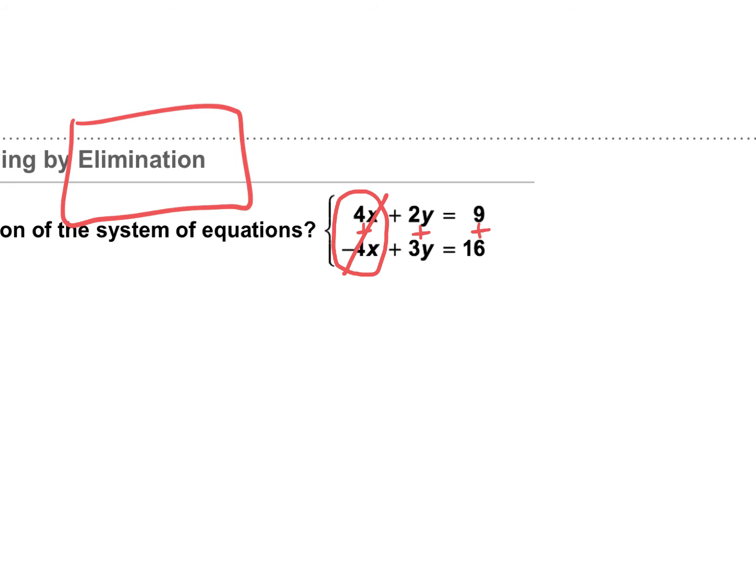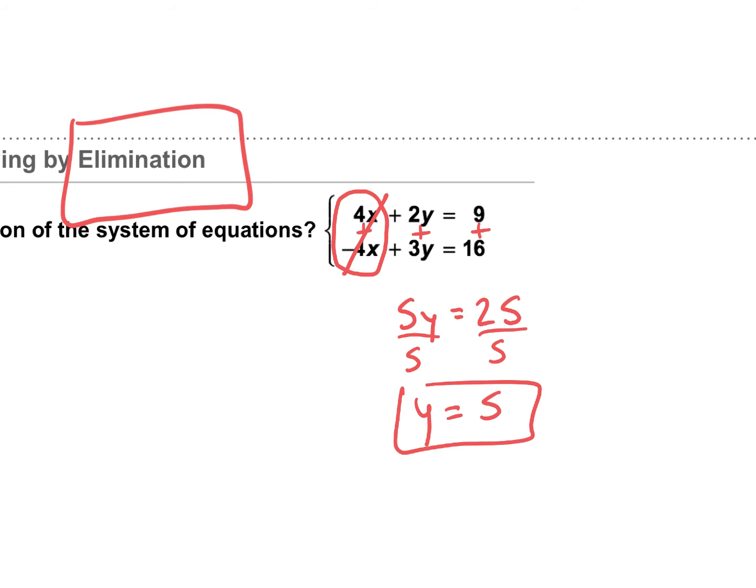Our first variables cancel. What's 2y plus 3y? 5y. And then what's 9 plus 16? 25. So now I have 5y is equal to 25. What do I do next? Divide. And what's 25 divided by 5? 5. So y is equal to 5. That's one of my answers.